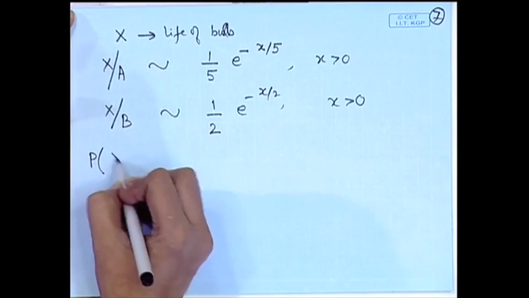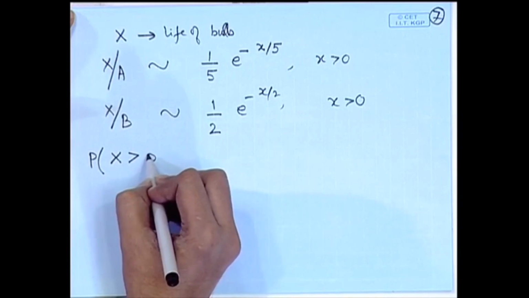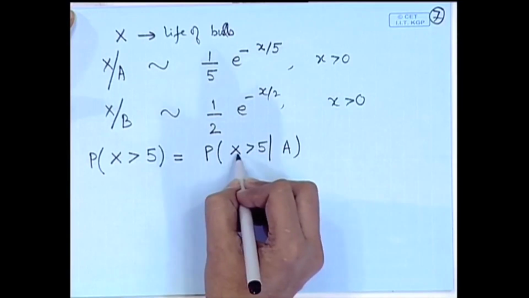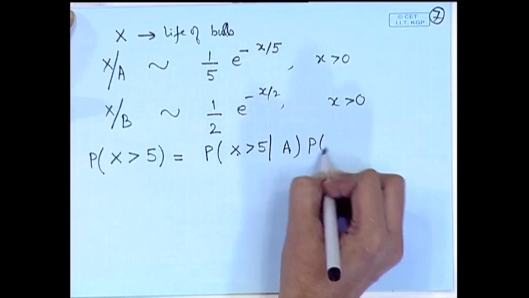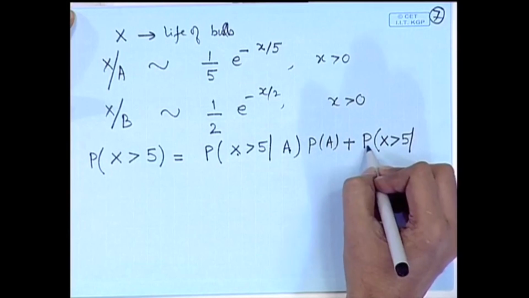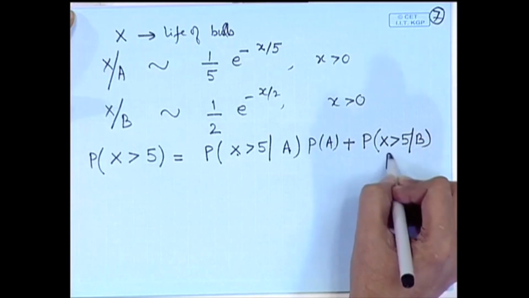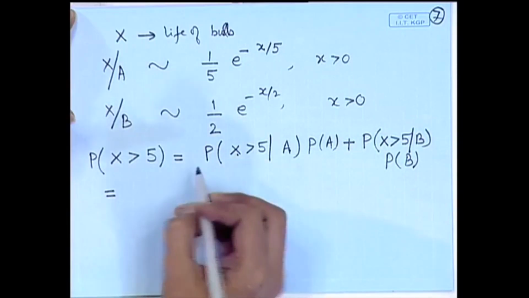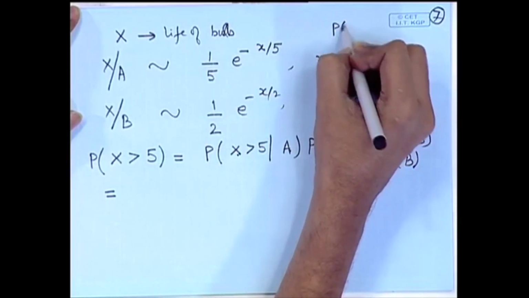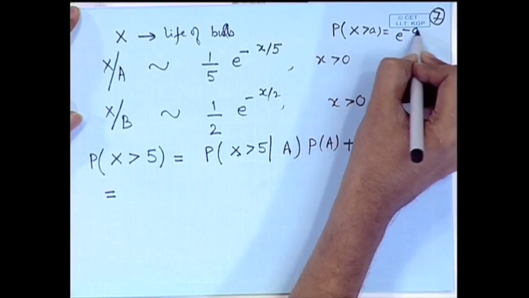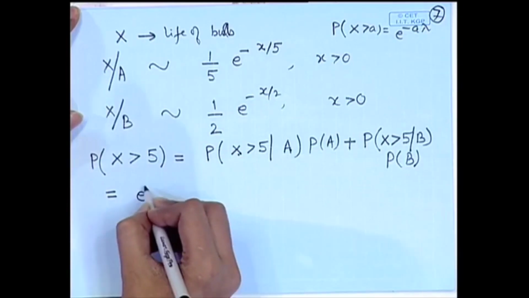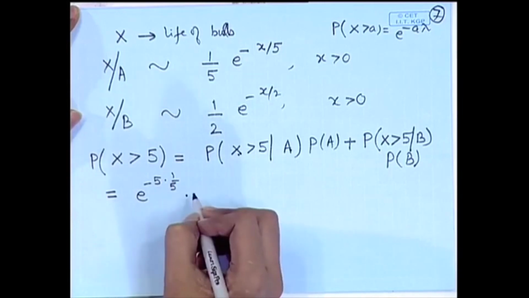We are interested in a randomly selected bulb's life to be more than 5 months. So, here we can apply the theorem of total probability. So, probability of x greater than 5 given that it is produced by plant A into the probability of being produced at plant A, plus probability of x greater than 5 given that it is produced at plant B into probability of plant B. So, this is equal to, now if we are considering probability of x greater than 5 from this one, then consider the general formula probability of x greater than a is equal to e to the power minus a lambda. So, here lambda is equal to 1 by 5 and a is equal to 5. So, this becomes e to the power minus 5 into 1 by 5 into probability of A.